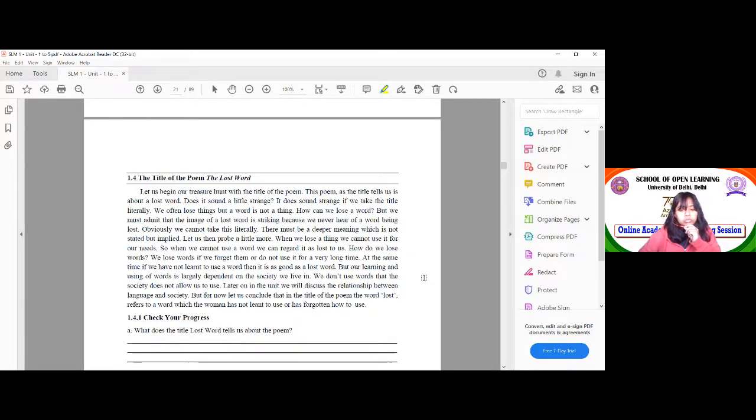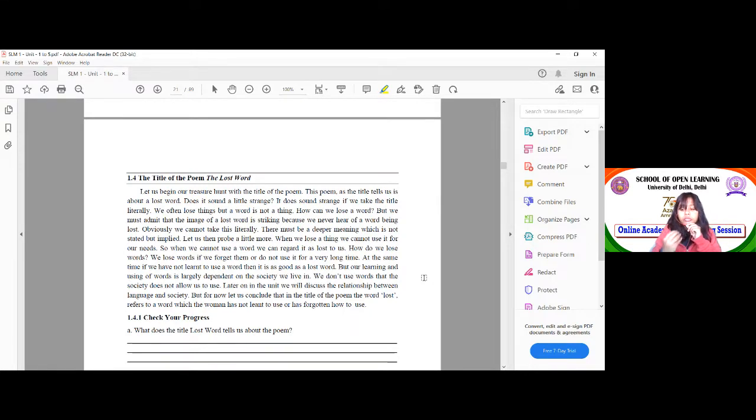So it does sound strange if we take the title literally. It is strange if you look at the title and think of a word very literally: how can you lose a word? But again, it is a poem, right? And it is something that is written, which is what I was telling you, that the surface meaning, everything that's just written, is not the only meaning that exists.